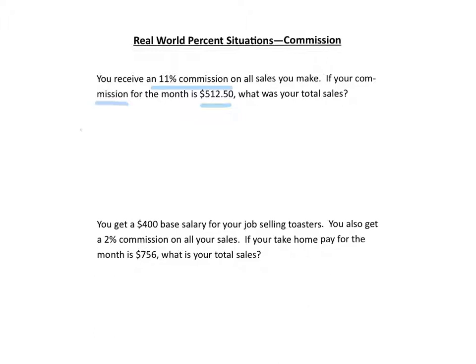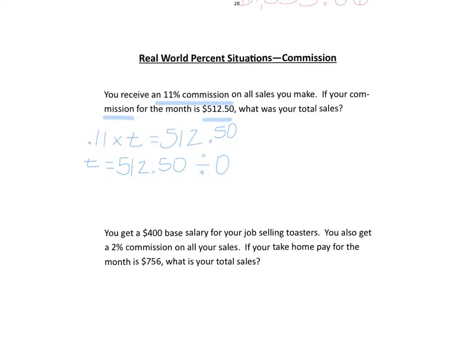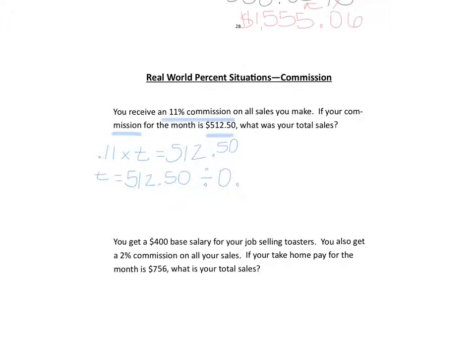So when we go to do the equation, we would have 0.11 times the total amount, which we don't know, is going to equal the part of 512.50. We know to solve this, we have to divide 512.50 divided by 0.11.